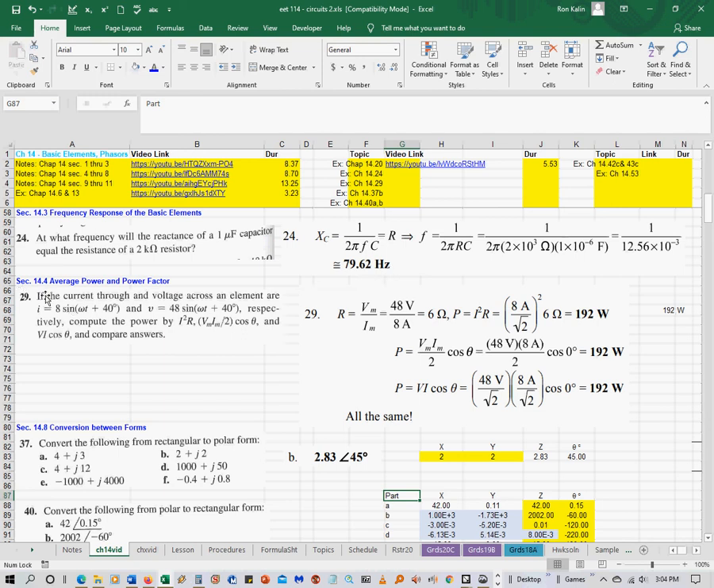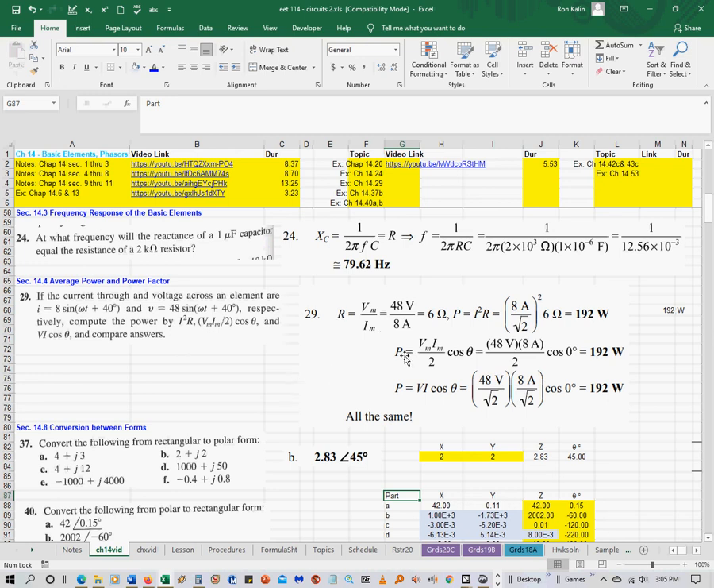Section 14.4 is the average power and power factor. Problem number 29. If the current through and the voltage across an element are i equals 8 sine omega t plus 40 and v equals 48 sine omega t plus 40, respectively, compute the power by I R squared, Vm times Im divided by 2 cosine theta, and VI cosine theta, and compare answers. So let's take the first one.